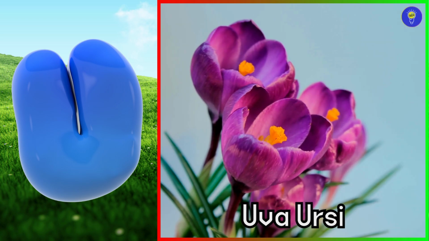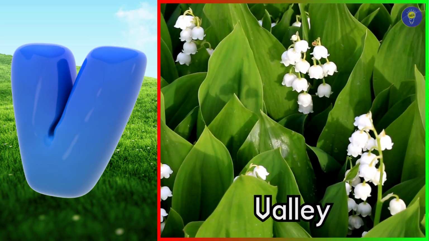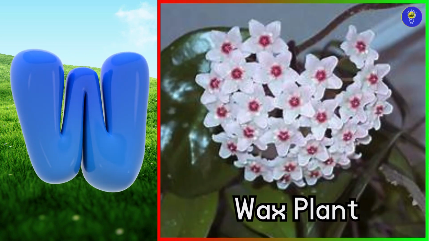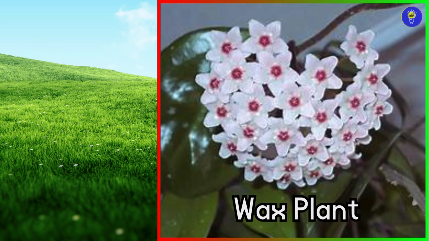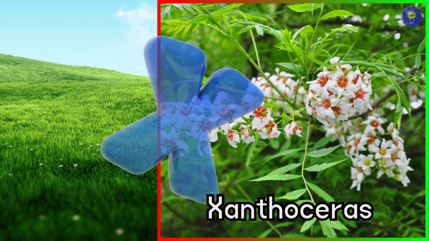U is for Uva ursi flower. V is for valley flower. W is for wax plant flower. X is for xanthoceras flower.